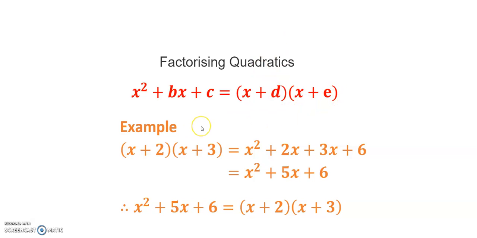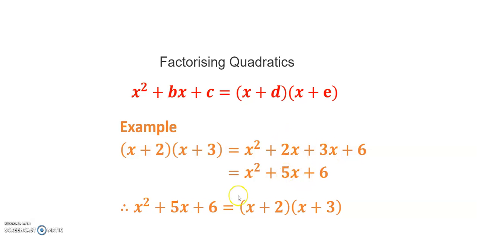Now, just to show that this is possible, it's a lot easier to times out our brackets first to show that we can go from this format to our quadratic formula. So in the example of x plus 2 brackets x plus 3, we can do x times x gives us x squared, x times 3 gives us 3x, 2 times x gives us 2x, 2 times 3 gives us 6. Now here we see that we've got two x terms, which we combine together as 2 plus 3 to give us 5x.